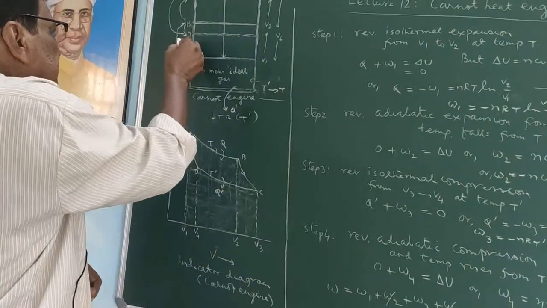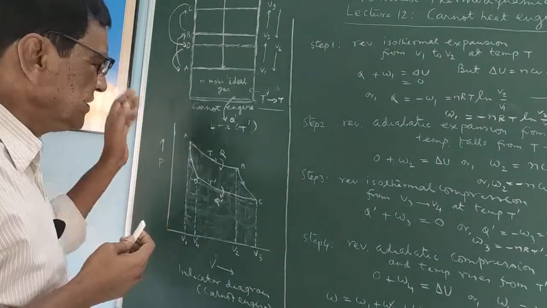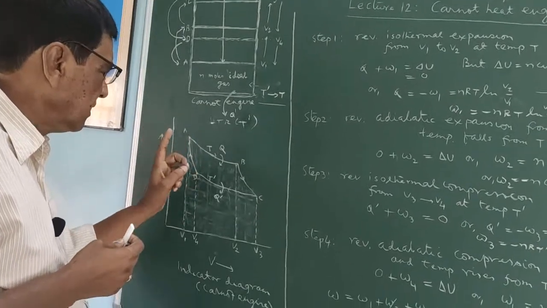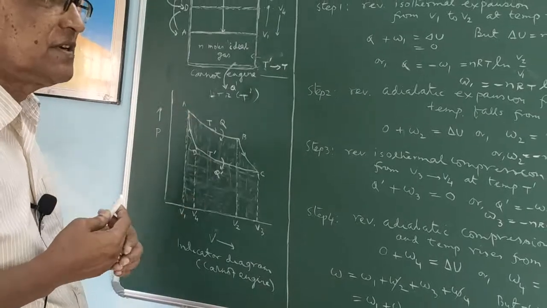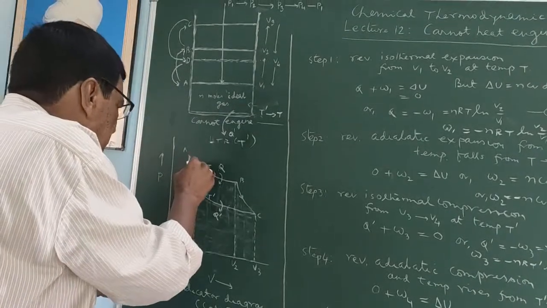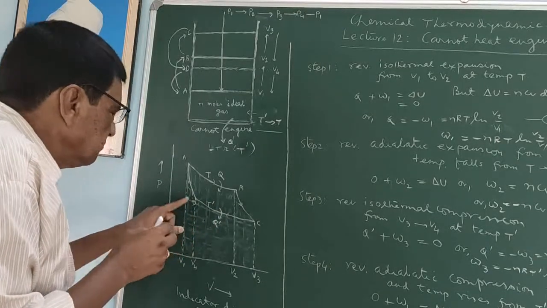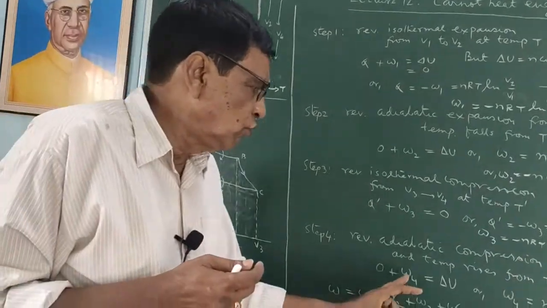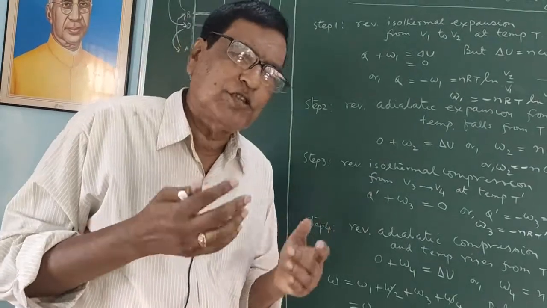W4 means again D to A it is coming. This A is the initial position. This is a reversible adiabatic compression done to attain the initial state of this Carnot engine. And the area under this curve will give you the magnitude of this W4, the work done in the fourth step.